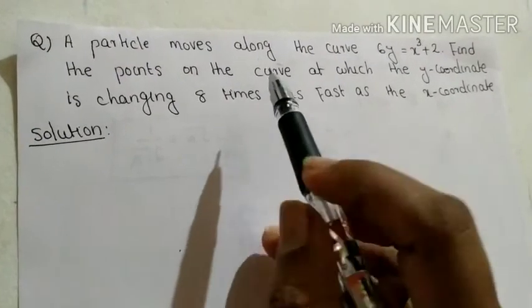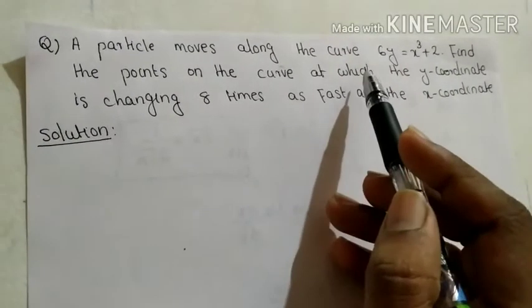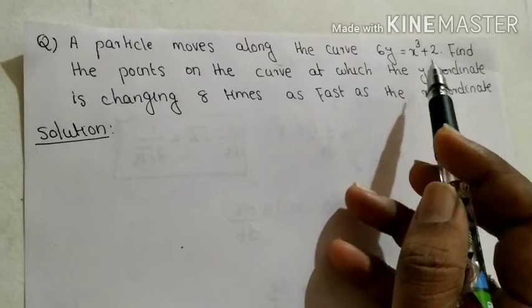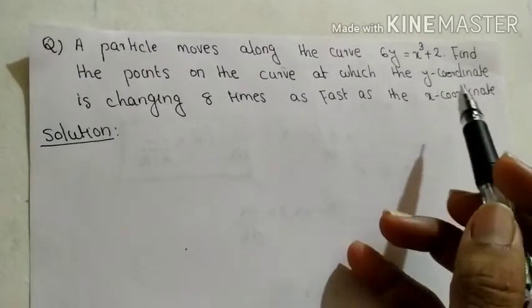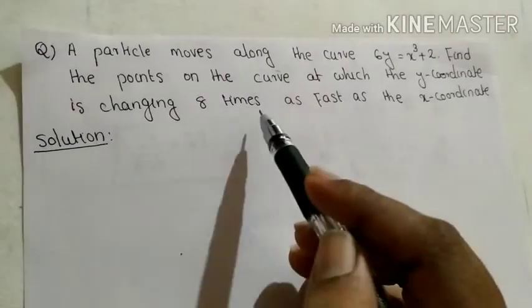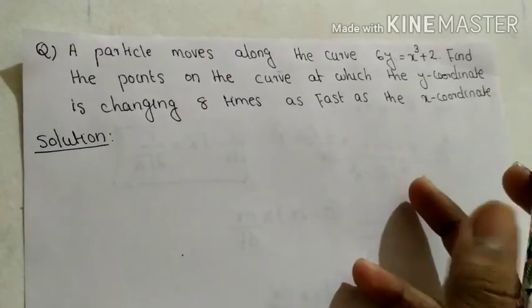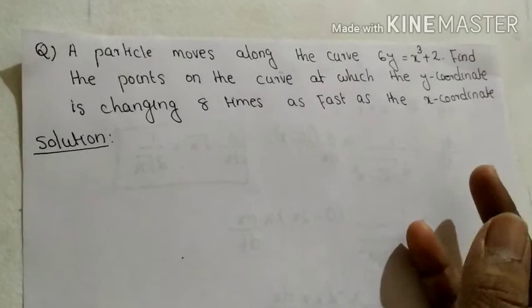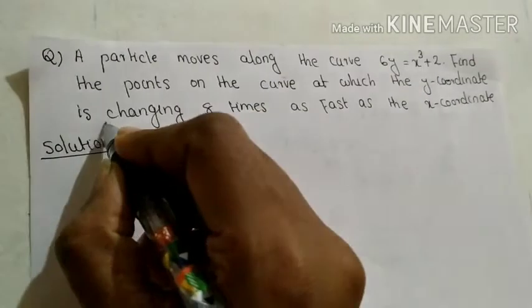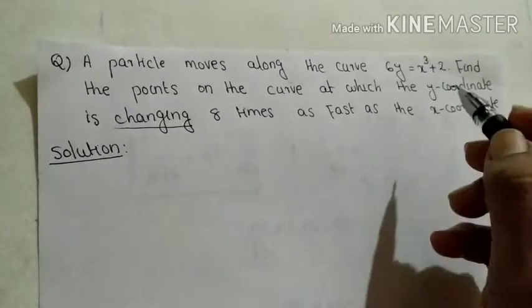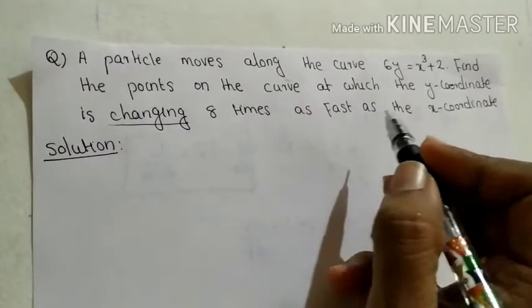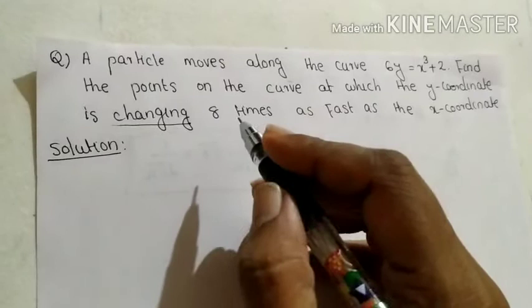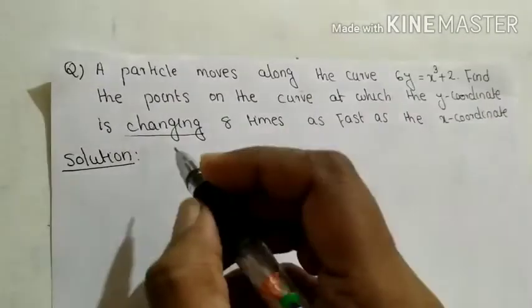In this question, a particle moves along the curve given by 6y equal to x cube plus 2. Find the point on the curve at which the y coordinate is changing 8 times as fast as x coordinate. Okay, note this point, changing. Here y coordinate is changing 8 times as fast as x coordinate. That means y coordinate is changing.